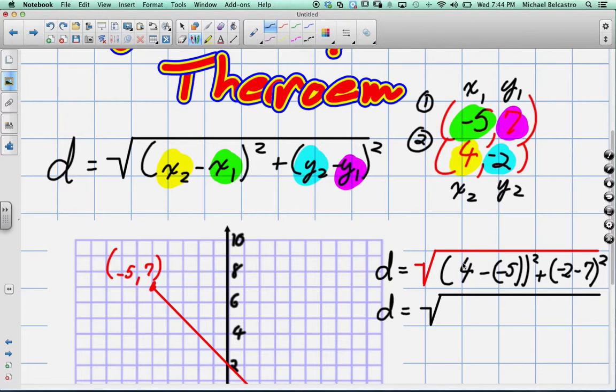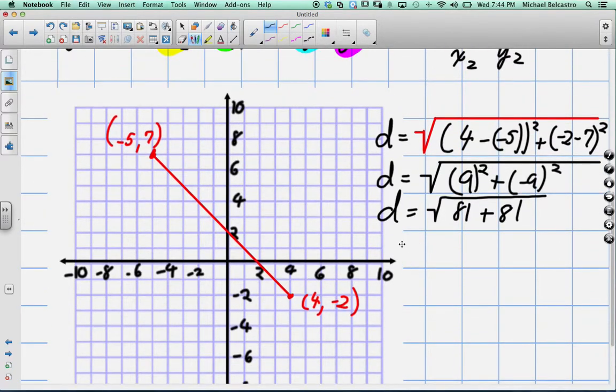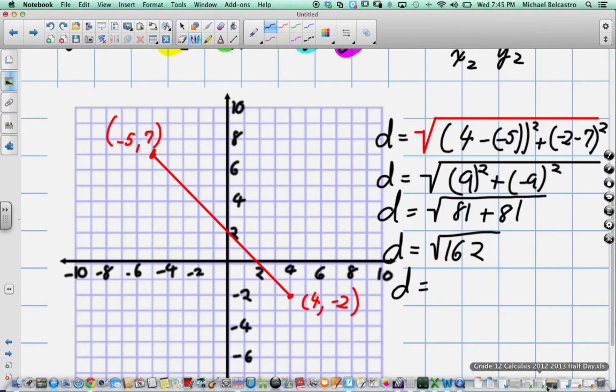So 4 minus -5 is actually like 4 plus 5, which is 9. Okay, so 9 squared. And this 9 is going to be really important. So I'll go back and highlight it after. Okay, and I'll put that in brackets. Plus -2 minus 7 happens to be -9. Squared. The distance will be equal to the square root of, well, 9 squared is 81, plus -9 squared is still 81. Okay with that? All right. The distance is equal to the square root. We're going to add those two together. It actually equals 162. So we have to find the square root of 162.